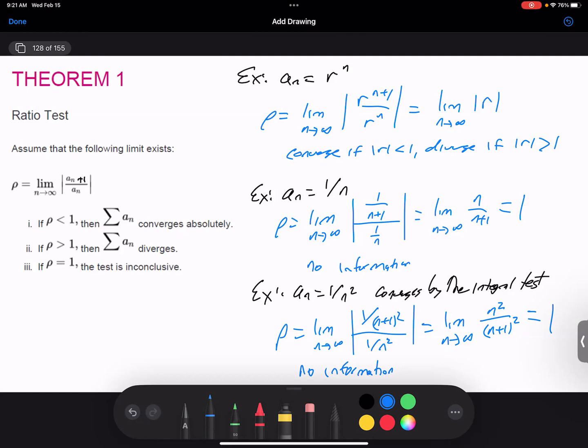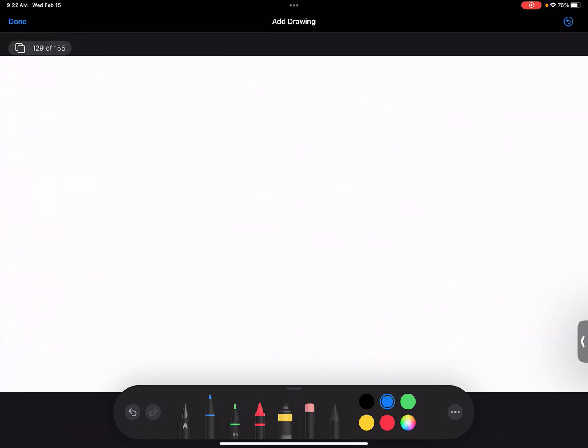So if I want to use the ratio test, it's extremely mechanical. I just have to calculate this limit and see what I get. So the question is, why does this work? And so what I want to do is do a quick sketch of the proof of why the ratio test works. So, sketch of proof.